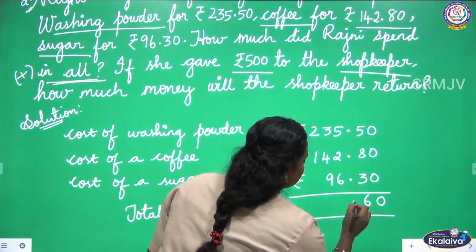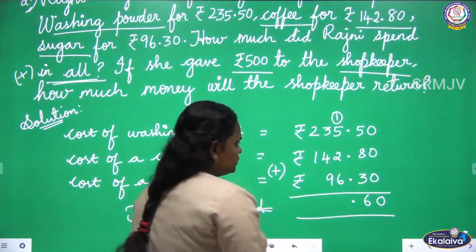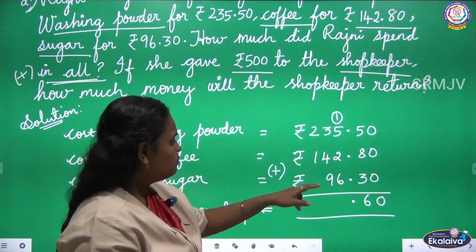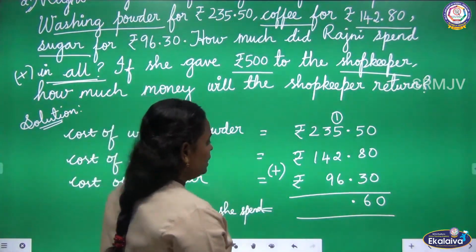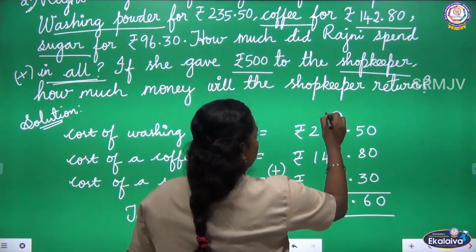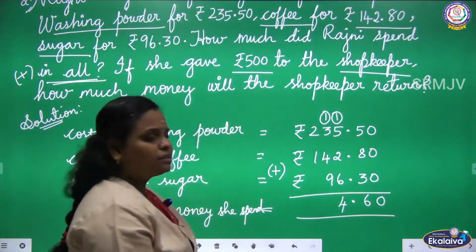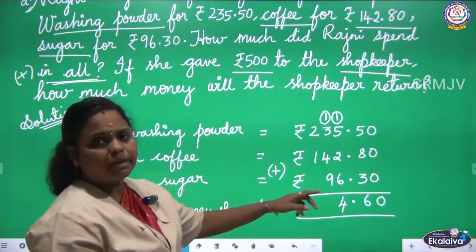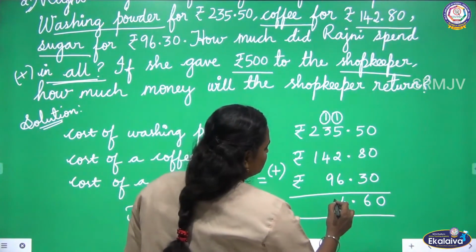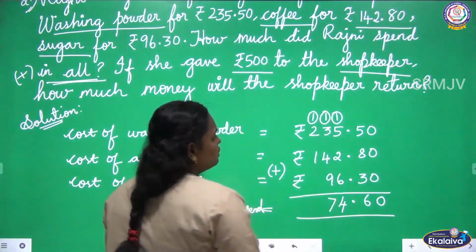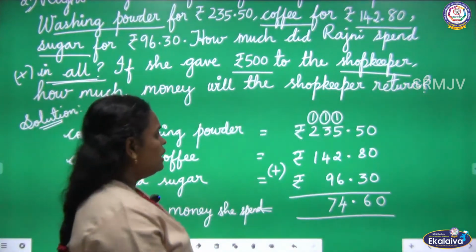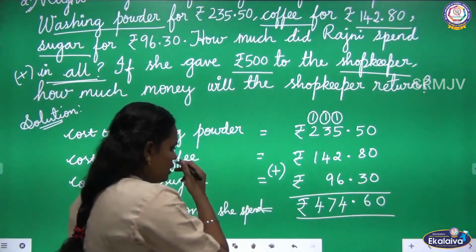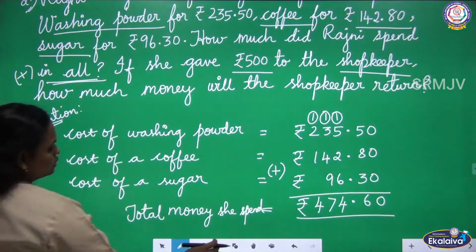So you write 6. Then 1 carry over. Then 5 plus 1 is 6. 6 plus 2 is 8. Next 8 plus 6 is 14. So write 4. Then 1 carry over. Next 3 plus 1 is 4. 4 plus 4 is 8. 8 plus 9 is 17. So 7. 1 carry over. Then 2 plus 1 is 3. 3 plus 1 is 4. So write the rupee symbol. So how much amount she spent?